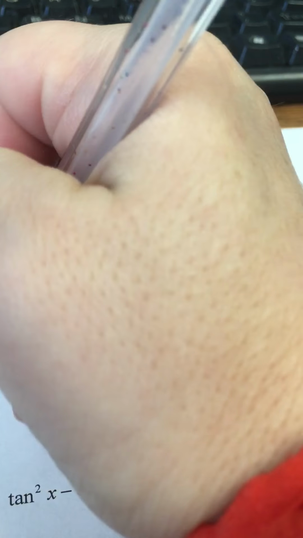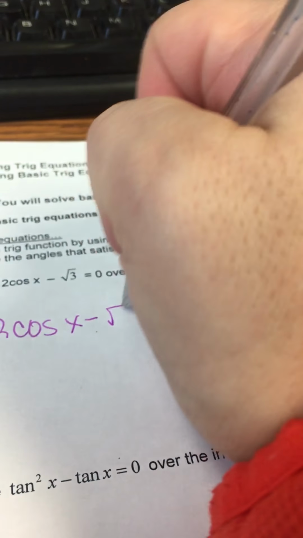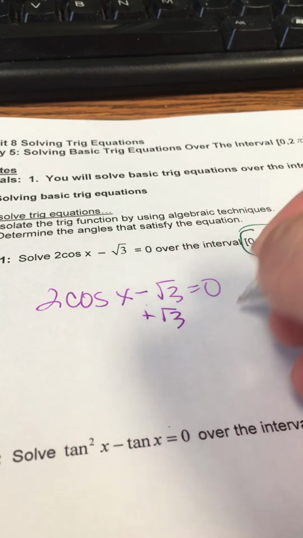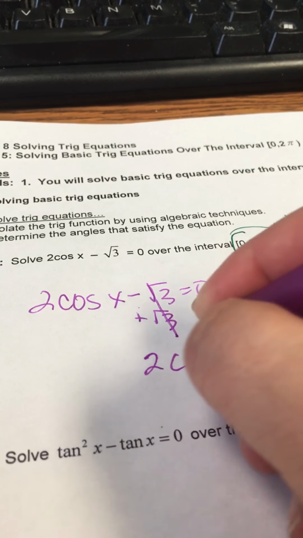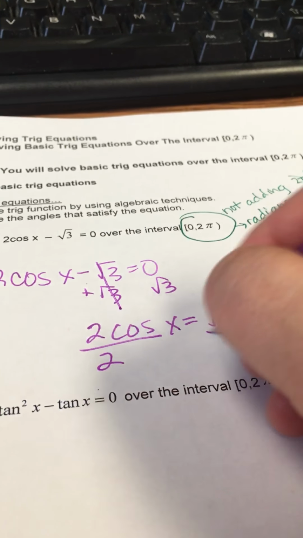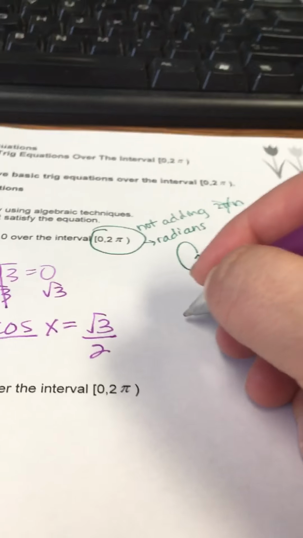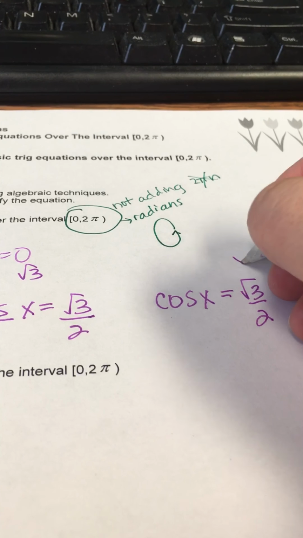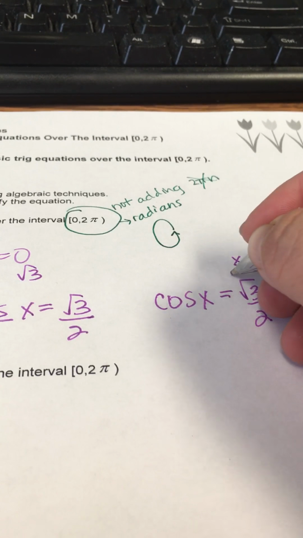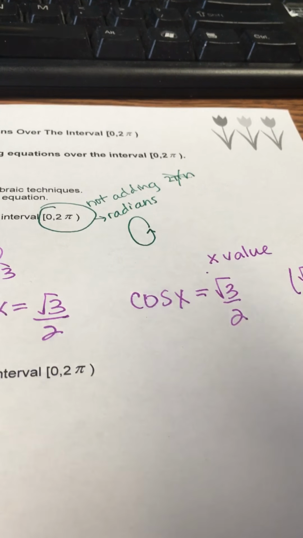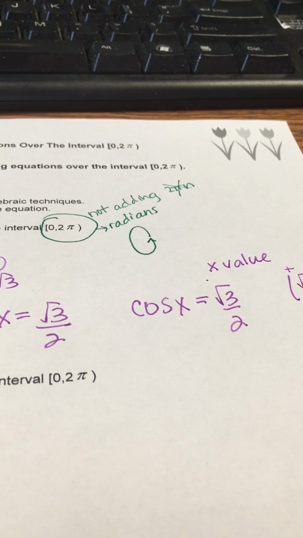So when we start with these, we have 2 cos x minus root 3 equals 0. I add root 3 over. That's not an issue. You can do that. Divide by 2, get the number in front away. So I have the trig function equals root 3 over 2. So I want the x value in the ordered pair to be root 3 over 2. And that's a positive, actually, in that.